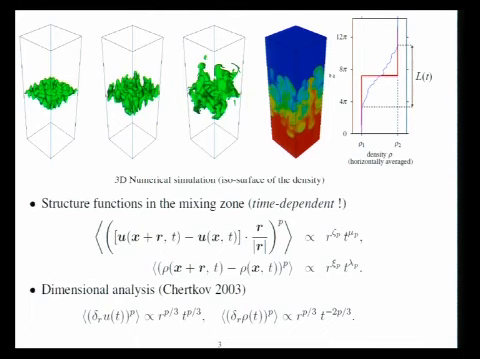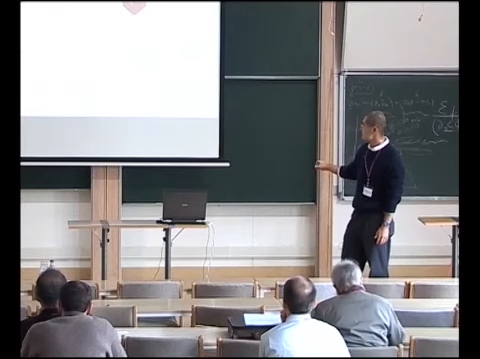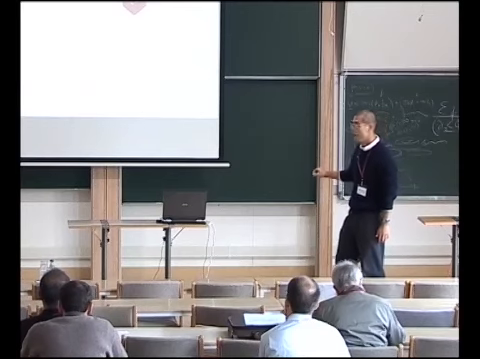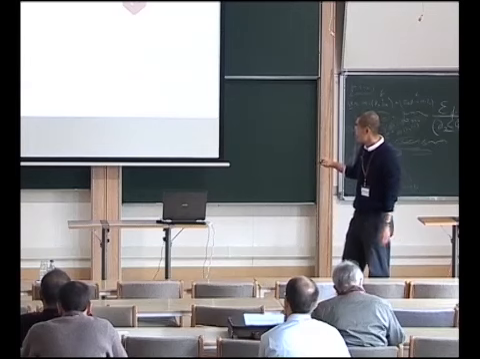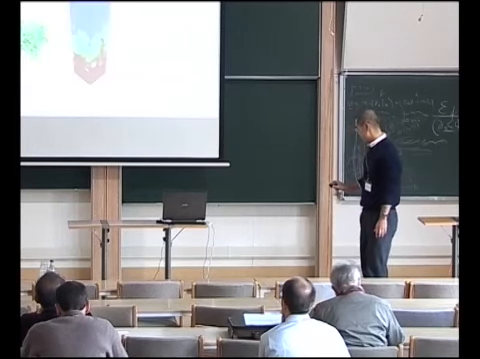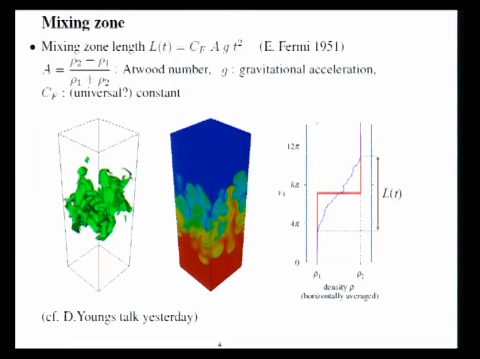Then I will measure these structure functions within this mixing zone. The size of the mixing zone evolves in time, it grows, and so these structure functions are time dependent, so that makes the problem interesting. Also, there's a dimensional analysis result due to Chertkov. He argued these structure functions of the velocity and density scale like this. I would like to check whether this dimensional analysis is correct or not.